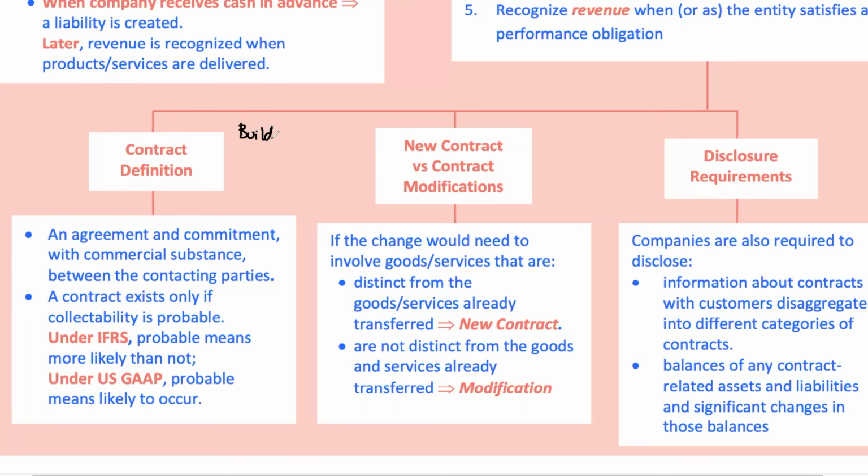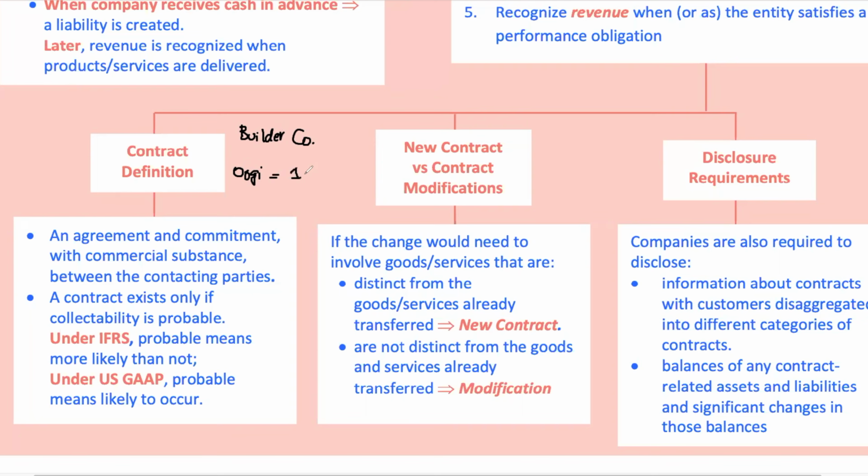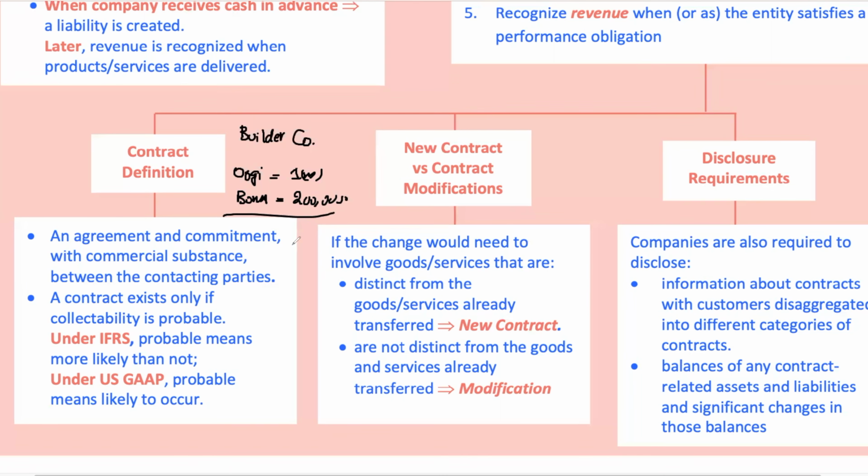Let's look at an example. Suppose Builder Co. originally has a contract worth $1 million with a bonus of $200,000 for timely completion. Later, they agree to modify the contract by changing the floor plan, which increases the contract price by $150,000. The builder expects their costs will increase by $120,000 due to this modification. Revenue recognition will now be based on the new total costs and the progress toward completion.